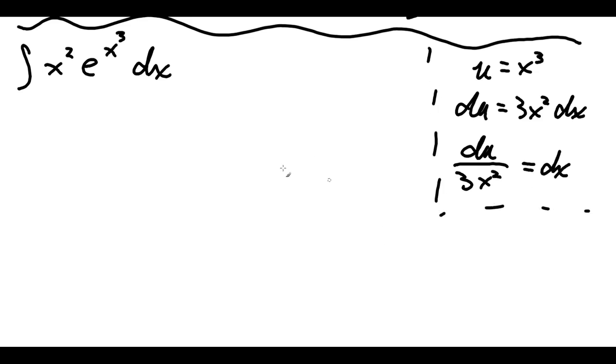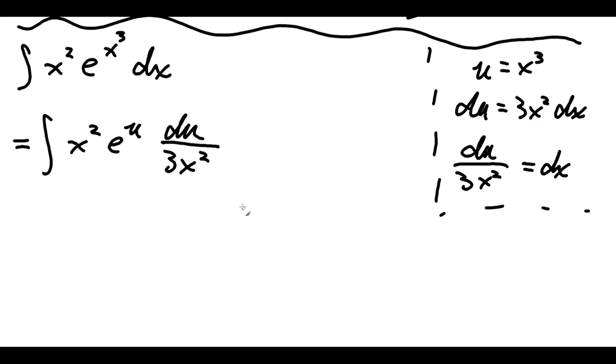And then what they'll do is come to this integral and say, all right, let's substitute the things that we know. We have an integral of x squared. Does x squared match anything? Not quite. We'll leave it alone. We have e to the x cubed. Well, x cubed is equal to u, so we'll replace x cubed with u. And we have dx. dx is equal to du divided by 3x squared. So we can do those replacements and then start simplifying.